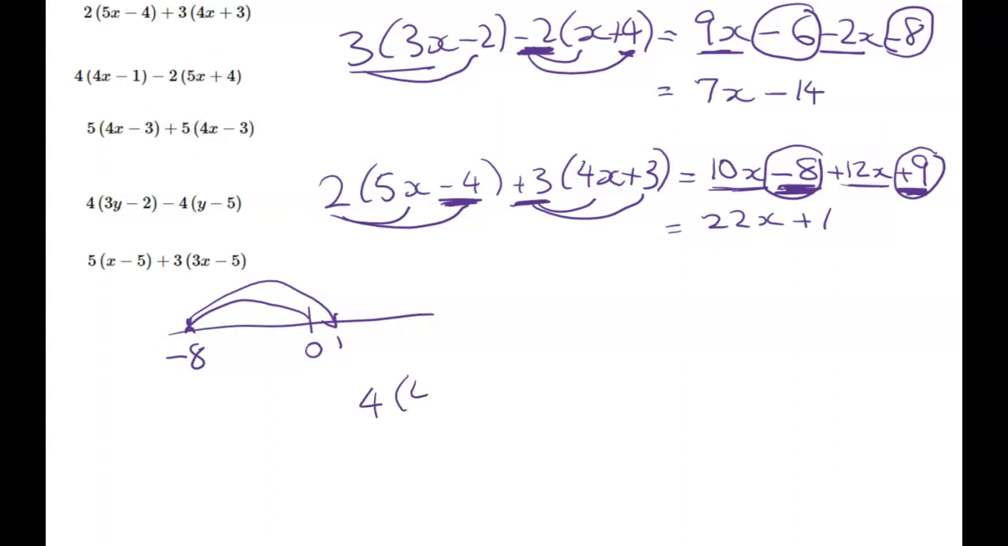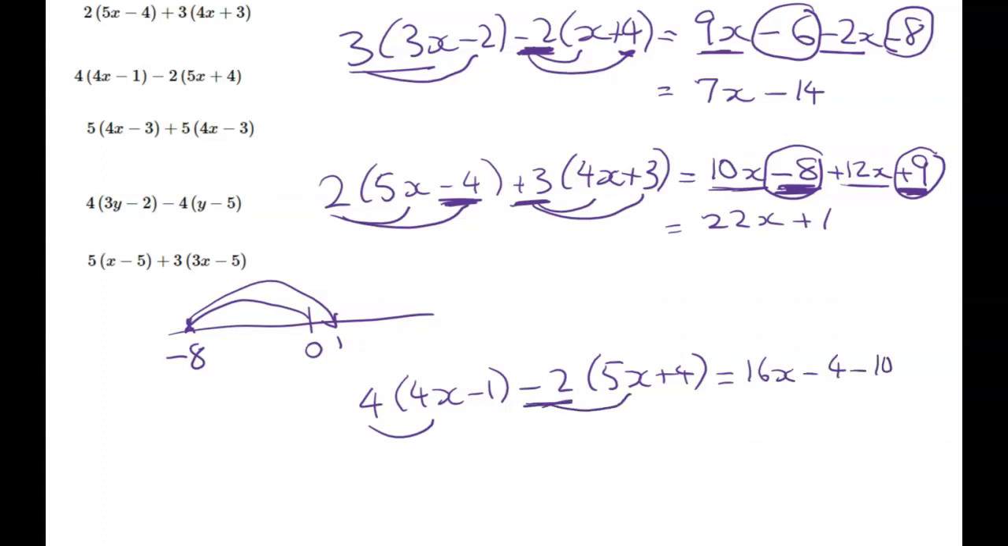Onwards. 4 times 4x minus 1 minus 2 times 5x plus 4. And off we go. 4 4s are 16, so 16x. Take away 4. Take away 10x, take away 8. I'm always keeping the sign of the number with the number itself, so here we're going to have minus 8. Now we do our like terms. 16x minus 10x gives us 6x. And here we've got minus 4 minus 8, giving us 6x minus 12.